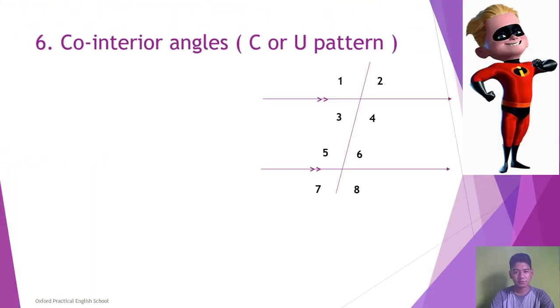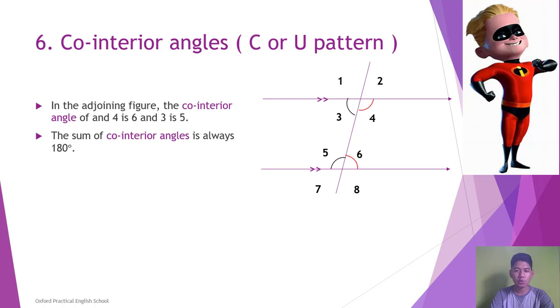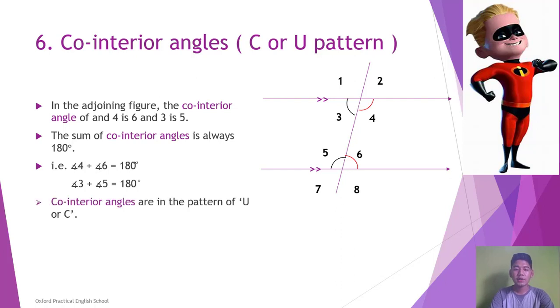Co-interior angles. In the adjoining figure, the co-interior angle of 4 is 6. Angle 4 and angle 6 are formed in pattern of C. And the co-interior angle of 3 is 5. And they are formed in pattern of opposite C. The sum of co-interior angles is always 180 degree. Co-interior angles are never equal to each other, but their sum is 180 degree. That is, angle 4 plus angle 6 equals 180 degree and angle 3 plus angle 5 equals 180 degree. Co-interior angles are in the form of U or C.